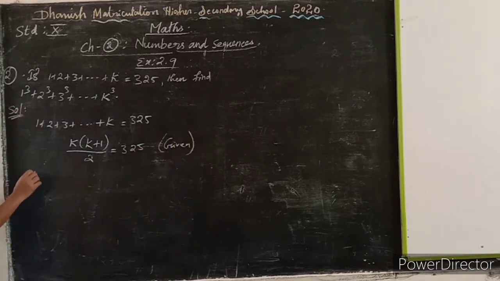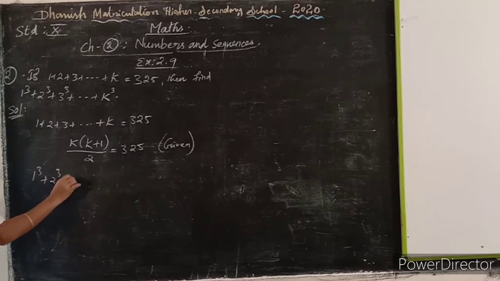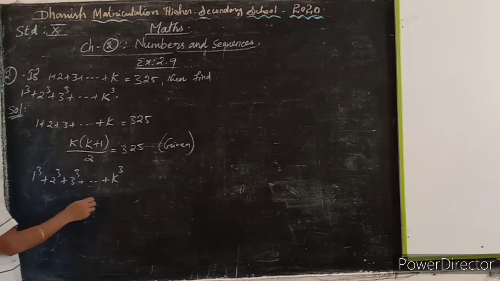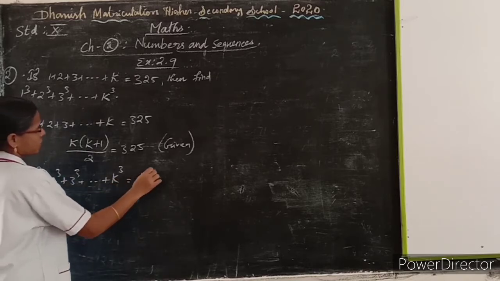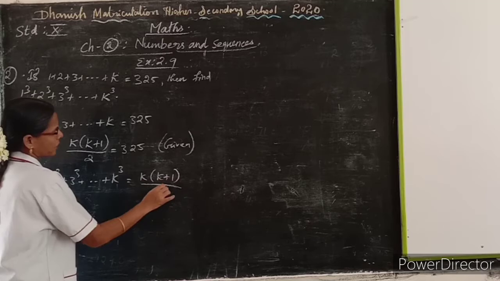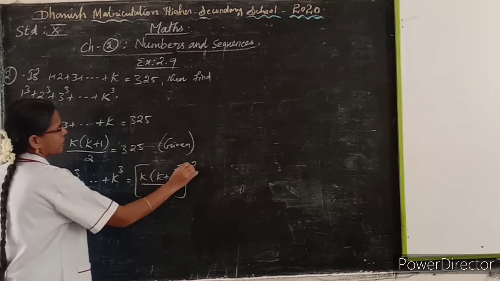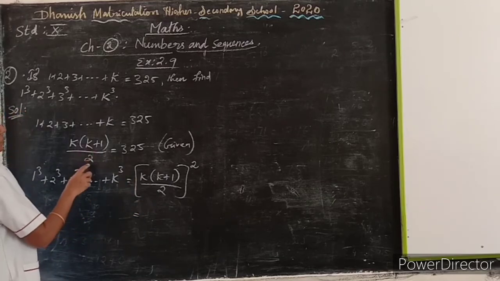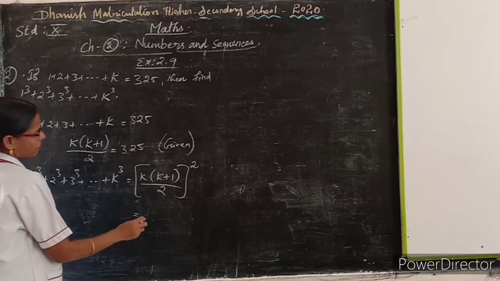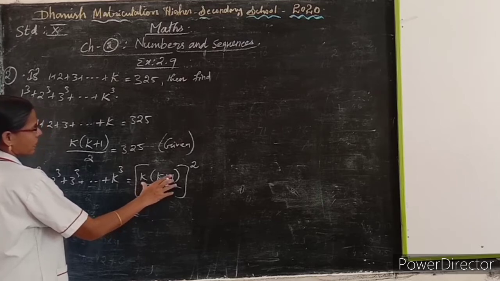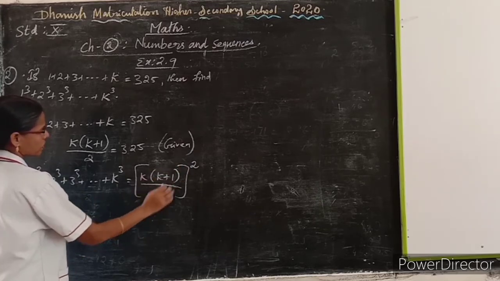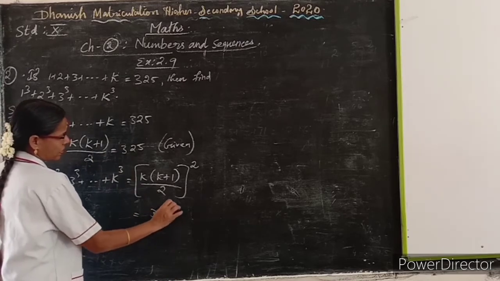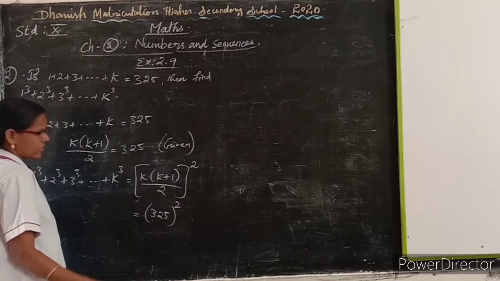We want to find 1 cube plus 2 cube plus 3 cube plus etc. up to k cube. That is, we want to find [k into (k plus 1) by 2] the whole square. We know what k into (k plus 1) by 2 is: 325. We want to find this whole square, so substitute the value: k into (k plus 1) by 2 is 325, whole square. That only we want to find.